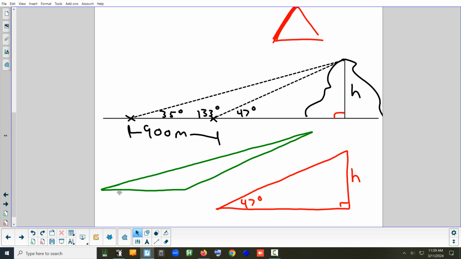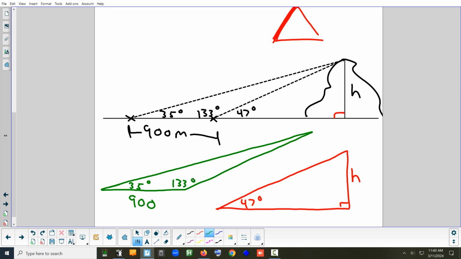We know the bottom side is 900. We know the angle in the lower left is 35. The obtuse angle is 133. 12 degrees is the third angle. The problem is to use law of sines. The whole trick is you need to know an angle and the side across from it. Well, we can get this angle because we know the other two. 133 and 35 adds up to 168, which gives you a difference of 12 from 180.